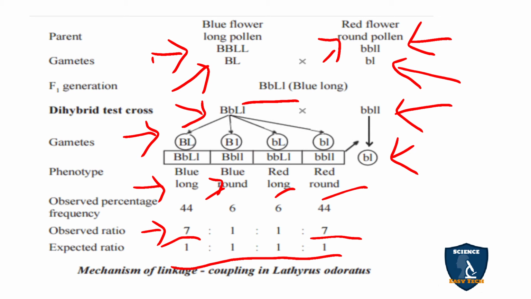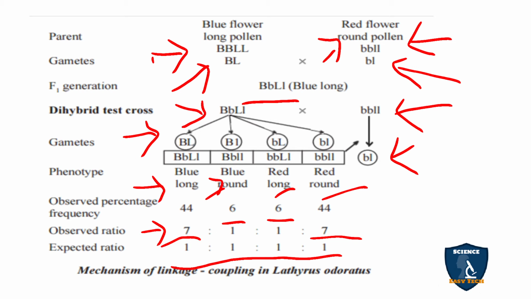But in the 6:6, that is recombinant, newly formed from the parents, that is blue flower, long pollen into red flower, round pollen, during that the offsprings have appeared. So they are fewer, because there are so many unlinked genes which are not linked. So they separate independently, but because of that the frequency is less. Their frequency is 12%, 6 plus 6, 12%.